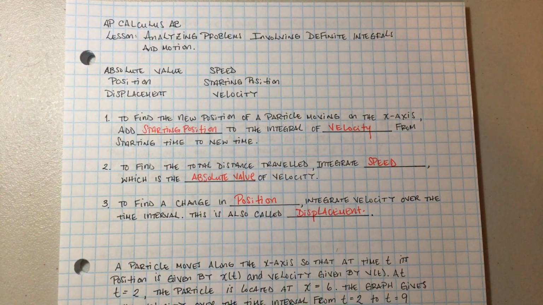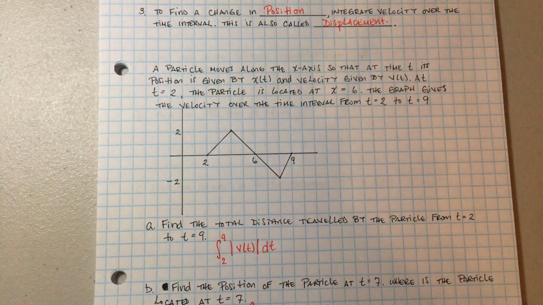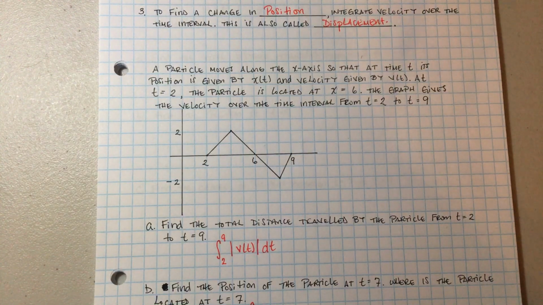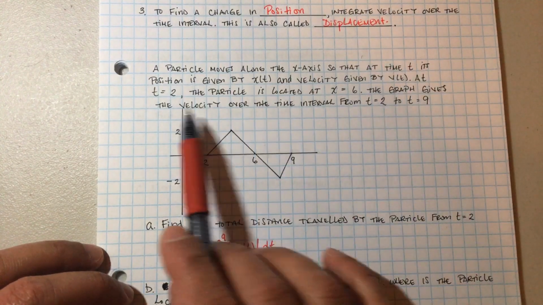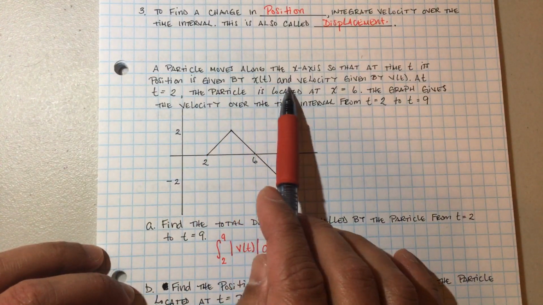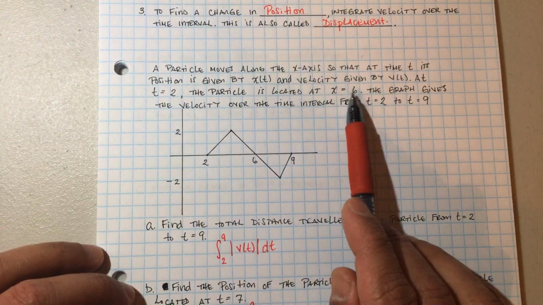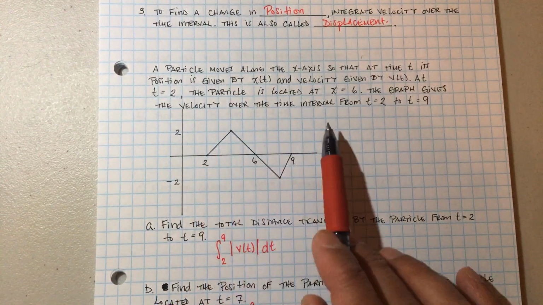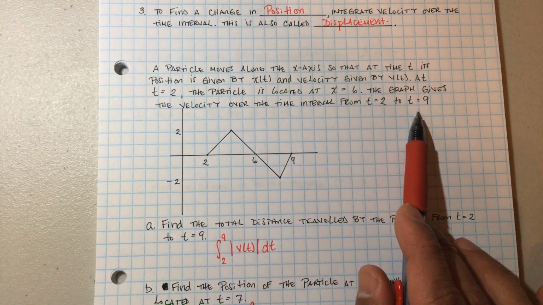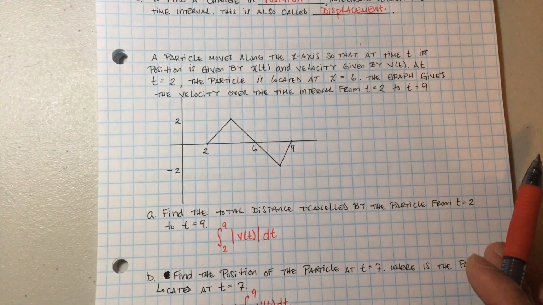All right, let's take a quick look at an example, because you probably will get something like a piecewise function or a graph. It says that a particle moves along the x-axis so that at time t its position is given by x of t and the velocity v of t. At time t equals 2, the particle is located at x equals 6. The graph gives the velocity over the time interval from 2 to 9, and we have to answer these questions. I already solved it, and I'll go over it. Hopefully it makes sense.